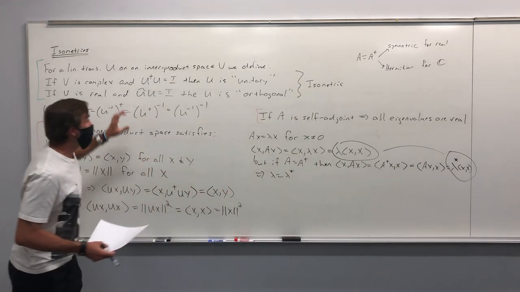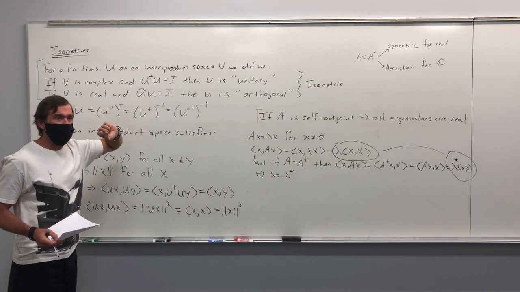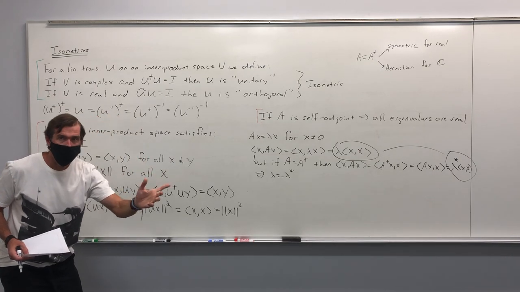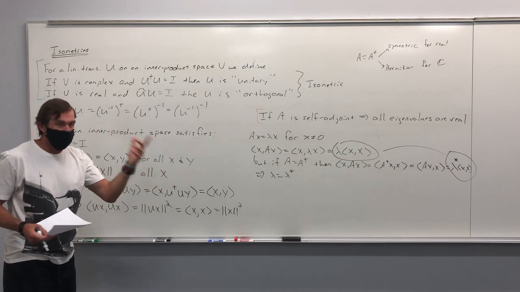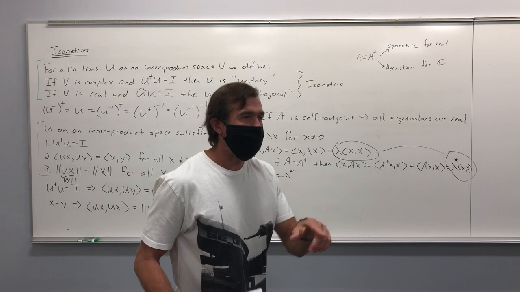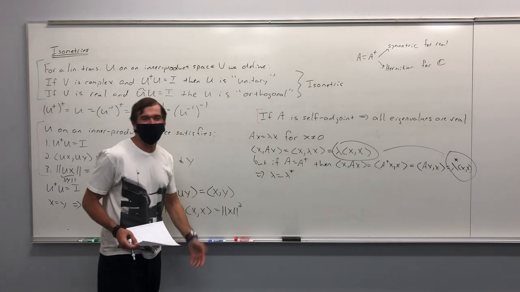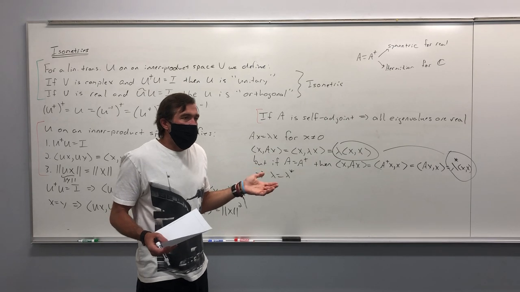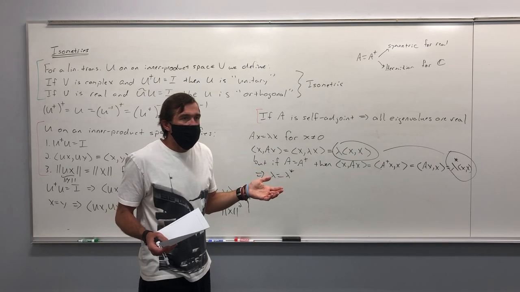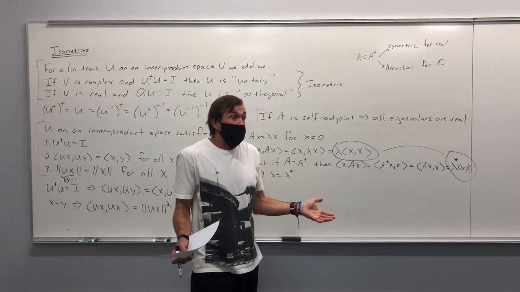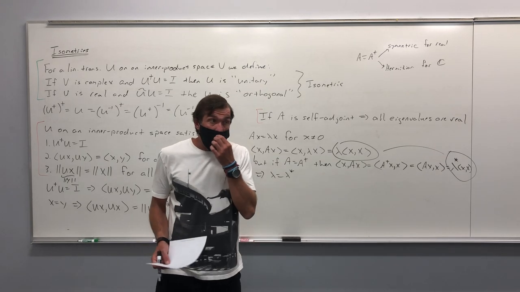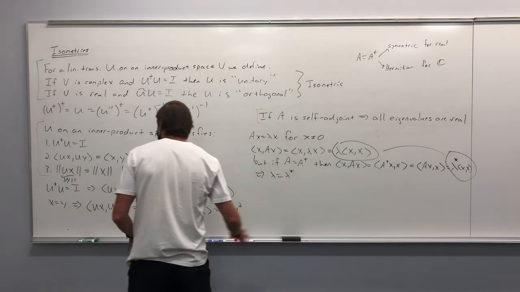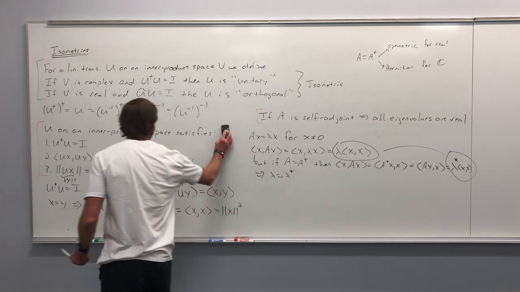Can we say the same about isometric matrices? Yes, thank you. I was going to draw a card. No, there are isometric matrices with imaginary and complex eigenvalues. So can we say anything about those eigenvalues? Well, it turns out we can. Here's what we can say about the eigenvalues of an isometric matrix.